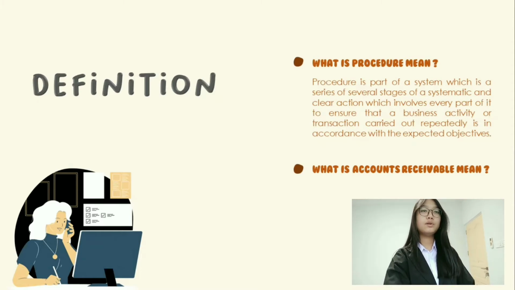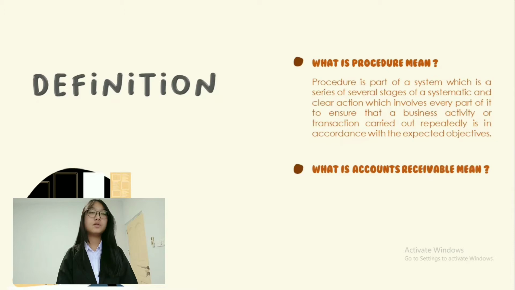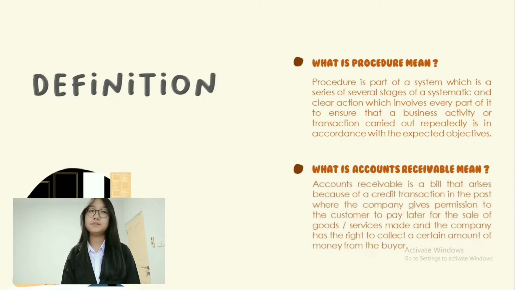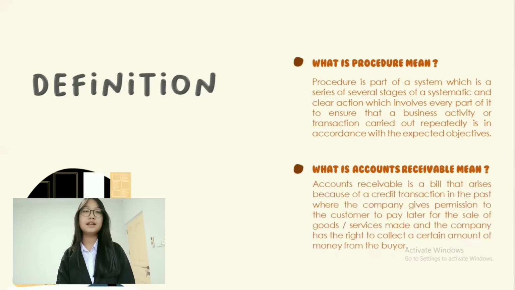And do you know what accounts receivable means? Accounts receivable is a bill that arises because of a credit transaction in the past, where the company gives permission to the customer to pay later for the sales of goods or services, and the company has the right to collect a certain amount of money from the buyer.